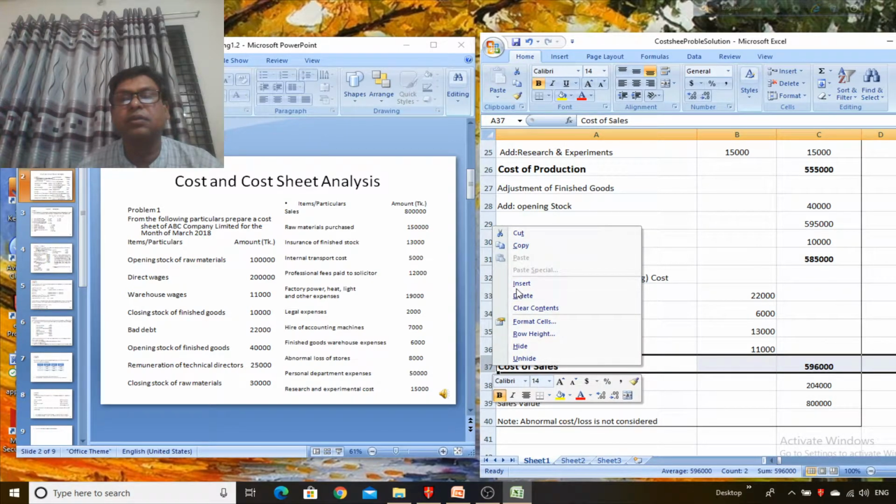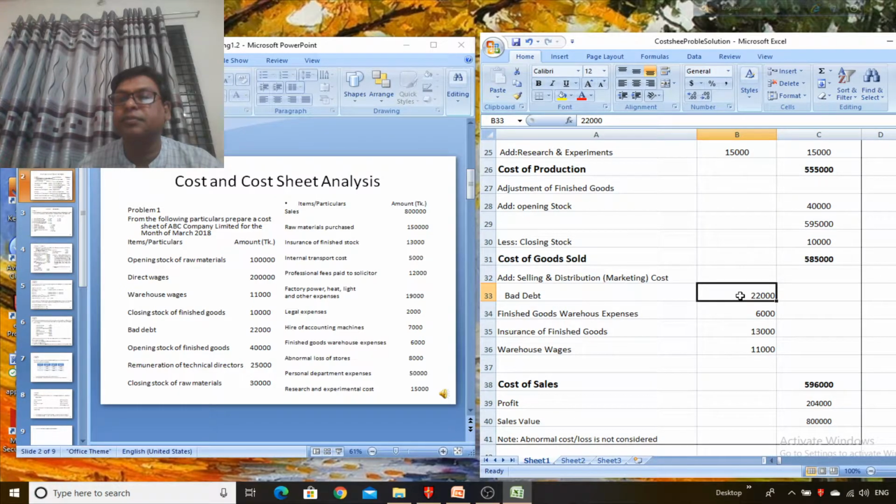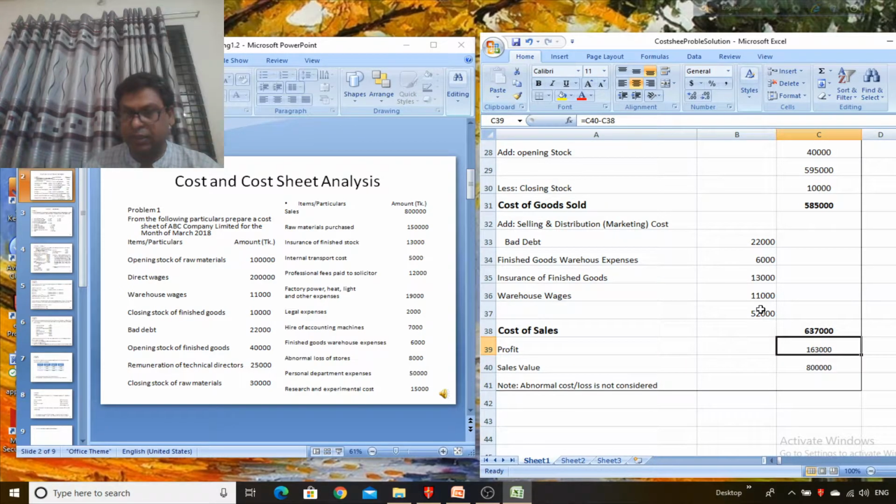In total, we will find the selling and distribution cost of 82,000 taka, and this will be added to 5,85,000 taka. So it will be plus 52,000 taka, and 6,37,000 taka will be our cost of sales.